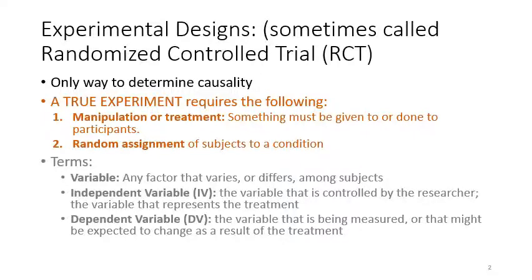The first is the manipulation or treatment. We have to do something to participants. And the second is random assignment of subjects to a condition. So they have to be randomly assigned. And here's a review of these terms that we went over before. A variable is any factor that varies or differs among subjects. An independent variable is what is controlled by the researcher, and a dependent variable is what is being measured.